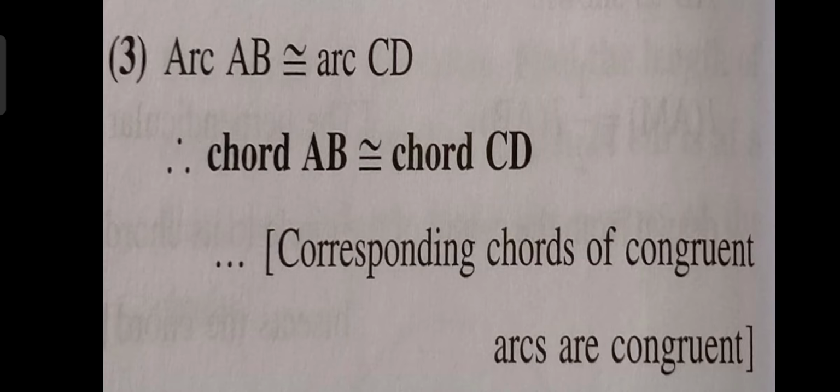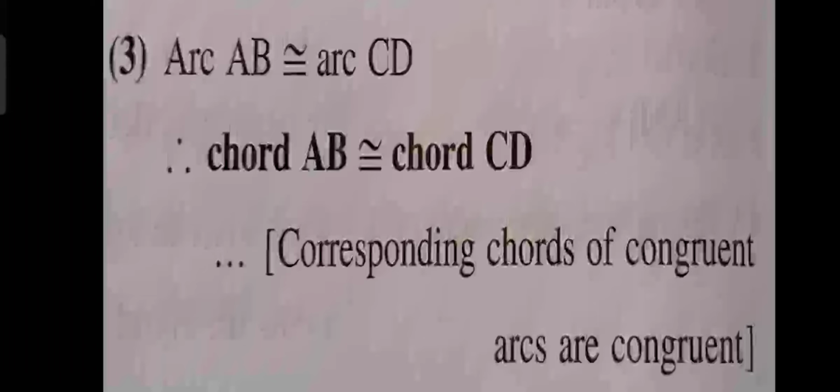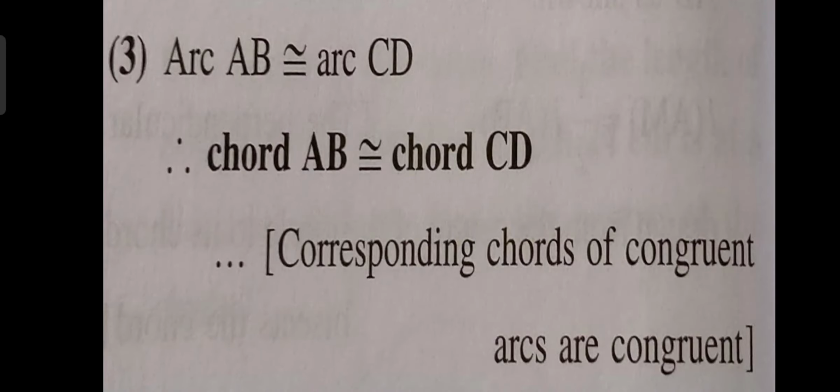Now the third one, we have to show that chord AB is congruent to chord CD. We know that arc AB is equal to arc CD. Therefore, chord AB is congruent to chord CD. Corresponding chords of congruent arcs are congruent. So thus we have found that if the arcs are congruent, then the chords are also congruent, or if the chords are congruent, the arcs are also congruent. And if arcs are congruent, the measure of the angle is also congruent. Yes. So thus we have found this.